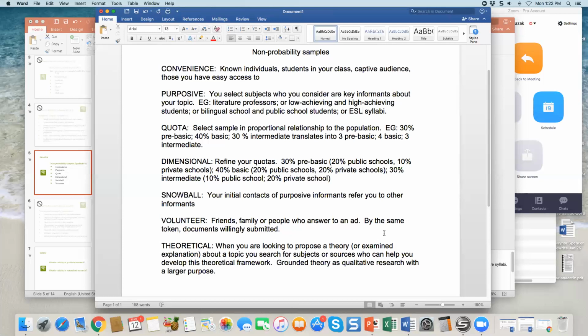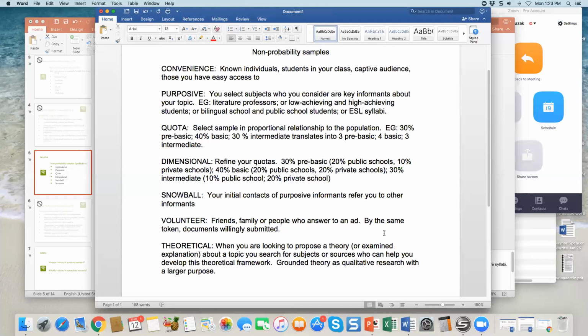Volunteer samples are where friends, family, or just people in the general public answer some kind of advertisement. So you may have seen a poster or a post on Facebook that says, hey, I'm looking for people to participate in my study. So those would be volunteers. And by the same token, if you are looking for documents, like if you're doing a discourse analysis on some kind of document or something like that, then they would be documents willingly submitted.